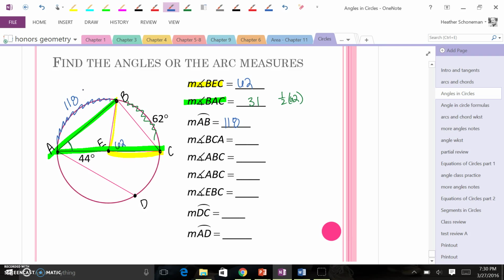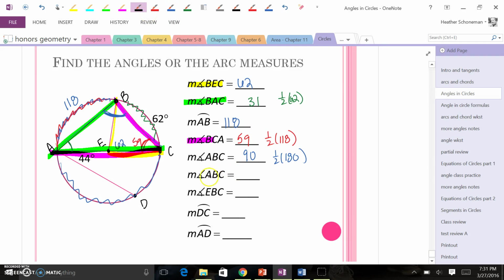Okay, BCA. Well, if I'm looking at BCA, BCA is formed by two chords, and its vertex is on the circle, so it's an inscribed angle. So this angle is going to be half of its intercepted arc. So it's going to be half of 118. And half of 118 is 59. Okay, now they want ABC. ABC is this angle right here. Well, it's formed by two chords, so it's going to be half of its intercepted arc. So it's going to be half of 180, so it is 90.